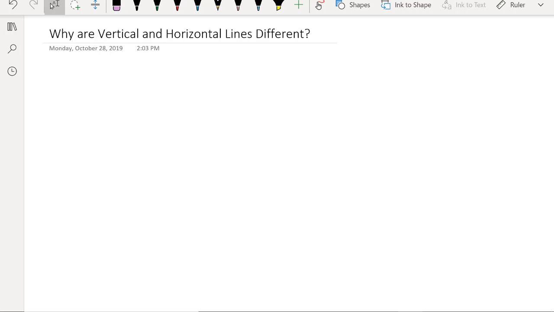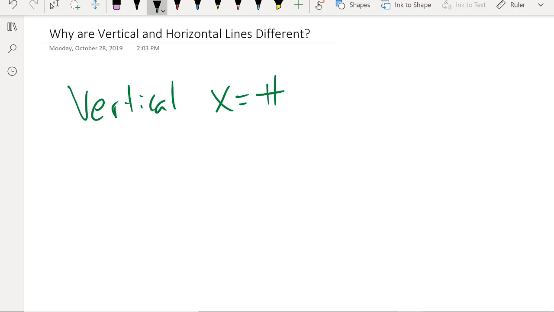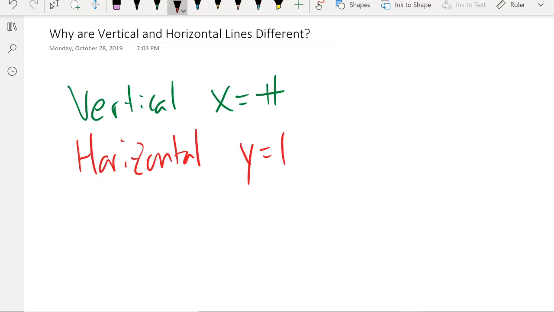Why are vertical and horizontal lines different? Why are they different from other lines? If you've come across these types of lines, you've probably noticed that teachers will tell you, and I'll use green and red to contrast the two, for vertical lines, x equals a number, and for horizontal lines, y equals a number. And then you're supposed to know, if it's vertical, it's x, if it's horizontal, it's y.